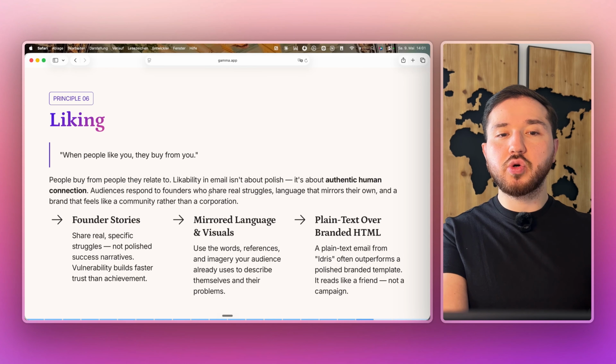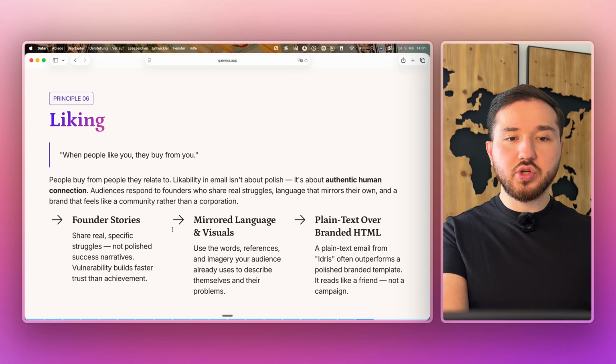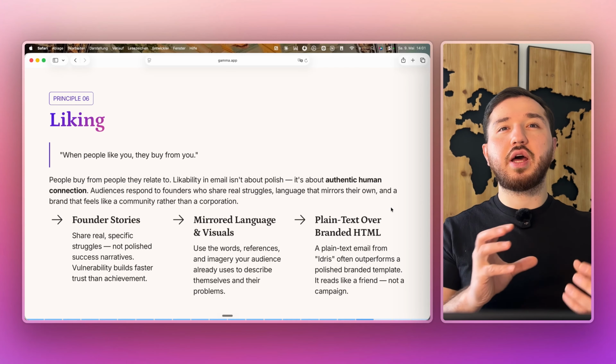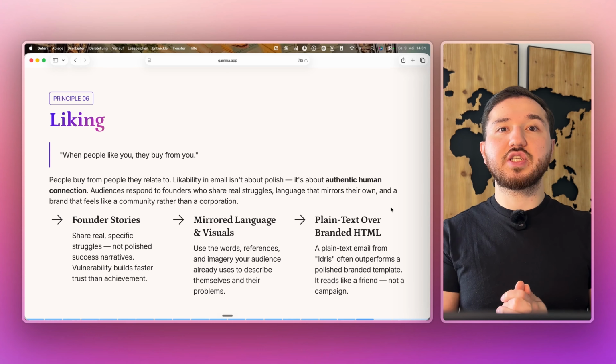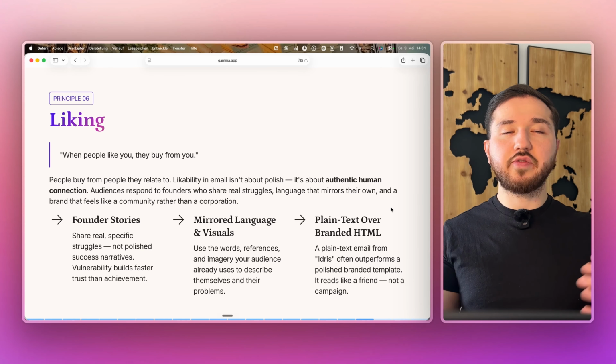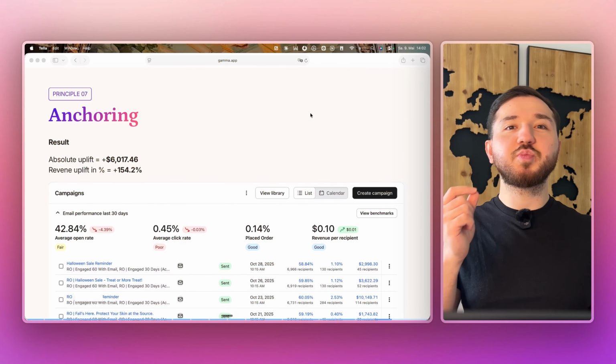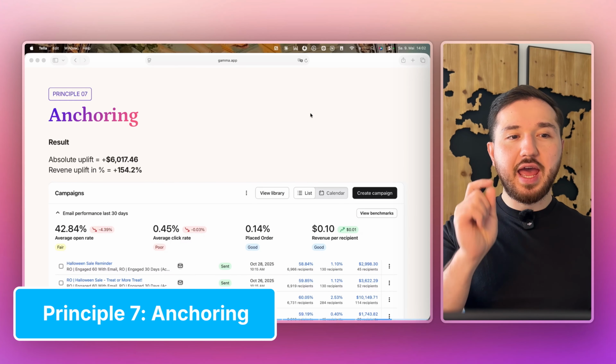Audiences respond to founders who share real struggles, language that mirrors their own, and a brand that feels like a community rather than a corporation. So you can use founder stories, you can use mirrored language and visuals, and you can use plain text over branded HTML to make it look more personal, as if it was just sent to you and not to tens of thousands of people. Last but not least, and this is my favorite principle, which is anchoring.